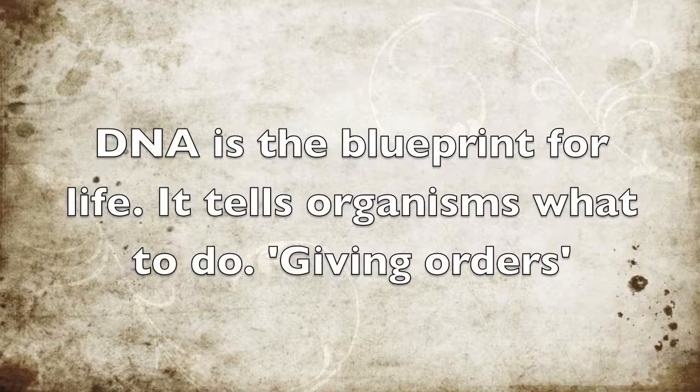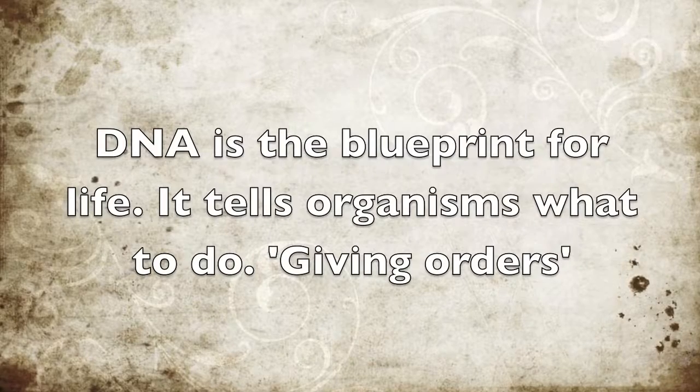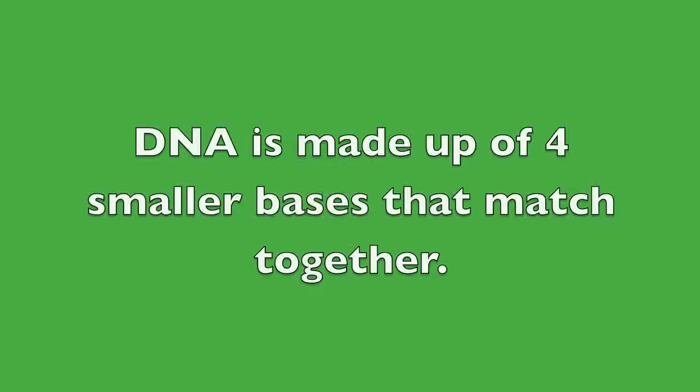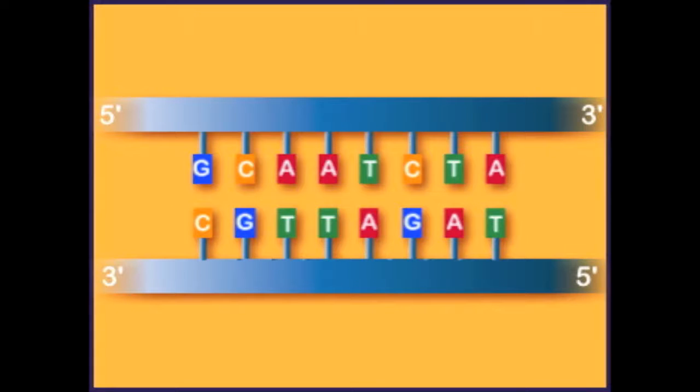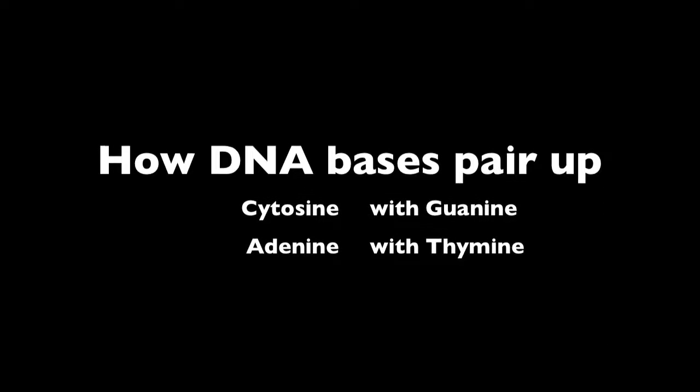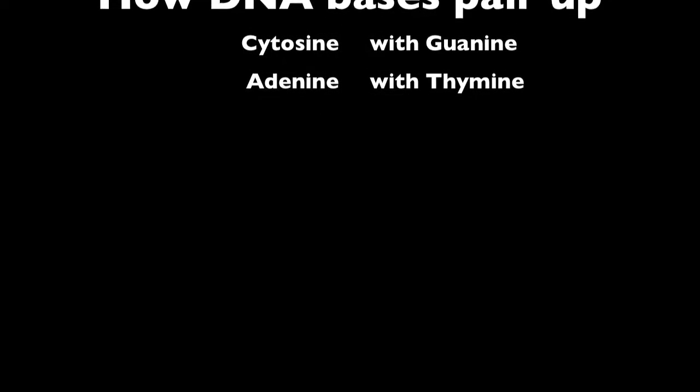DNA is the blueprint for life. It tells organisms what to do. DNA is made up of 4 smaller bases that join together. DNA bases pair up with cytosine with guanine and adenine with thymine.